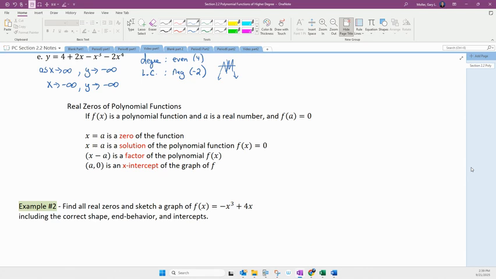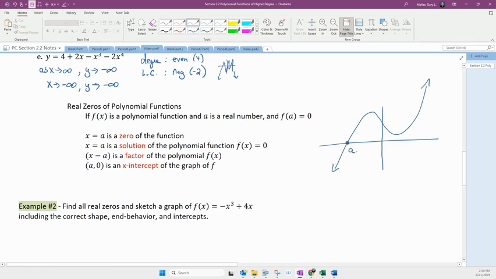If f of x is a polynomial function, so visualize a random polynomial in your head, and a is a real number, and f of a equals 0. That's telling me I plug in some number in a polynomial and I get a y value of 0. So in other words, what is that telling me? I've got some random polynomial function doing its thing, and here at this a value, f of a, I get 0. So the output is 0.